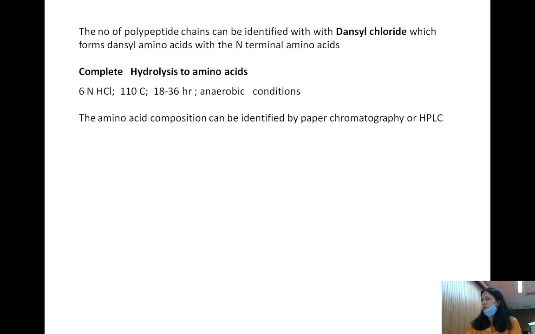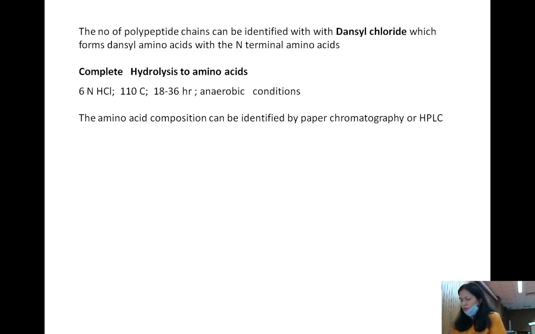Okay, in the third step, you hydrolyze all those polypeptide chains with 6 normal hydrochloric acid. Then you get amino acids, isn't it? The hydrolyzed product will be amino acids. Now you have to identify these amino acids by performing paper chromatography, and by calculating the RF value you will be able to know how many amino acids are present in that protein and what types of amino acids are present in that protein.